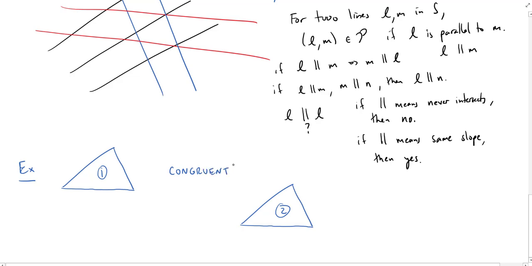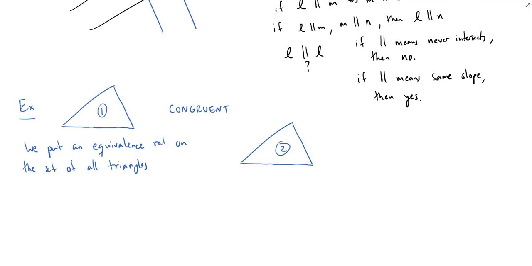What does congruent mean? Well, we're putting an equivalence relation on the set of all triangles. All right? So when are two triangles equivalent? Well, if they have all the same, say, sides and angles, right?